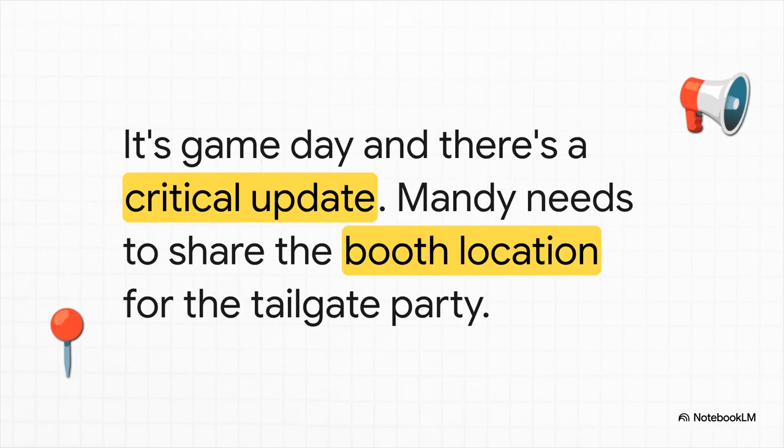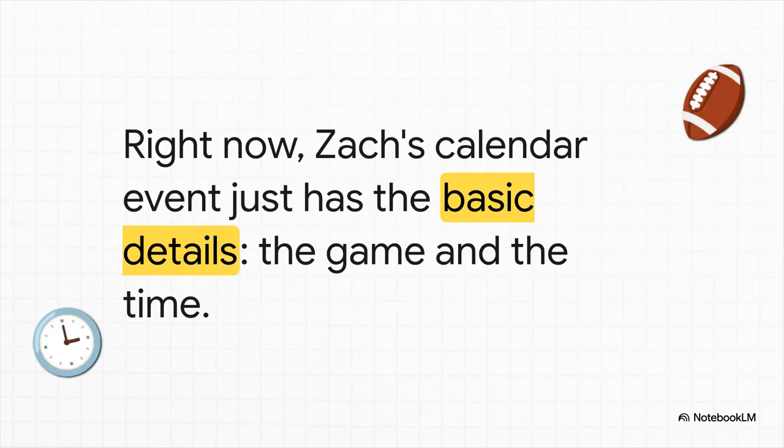But, things are never that simple. Let's throw in a classic event planner's nightmare, a last-minute update. It's game day, and Mandy realizes she needs to tell everyone the exact booth number for the tailgate party. Now, in the past, this would have meant another frantic, all-caps email blast, hoping people see it in time. And if we take a peek at Zach's calendar right now, the event he accepted is pretty basic. It just says Rams versus Texans and the time. There's no detail about the booth location at all.